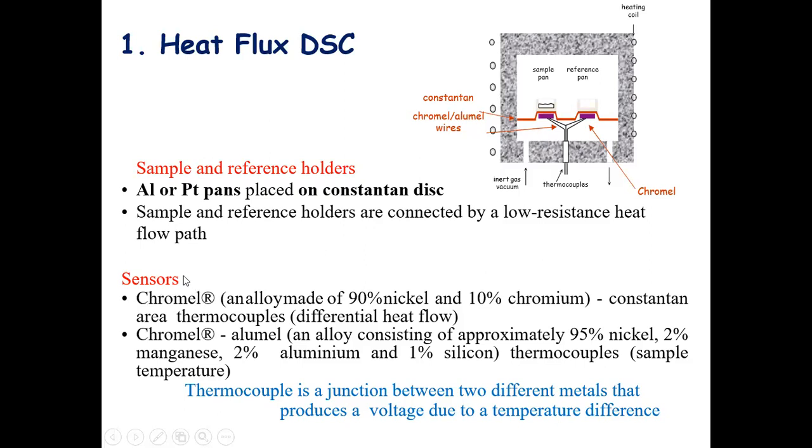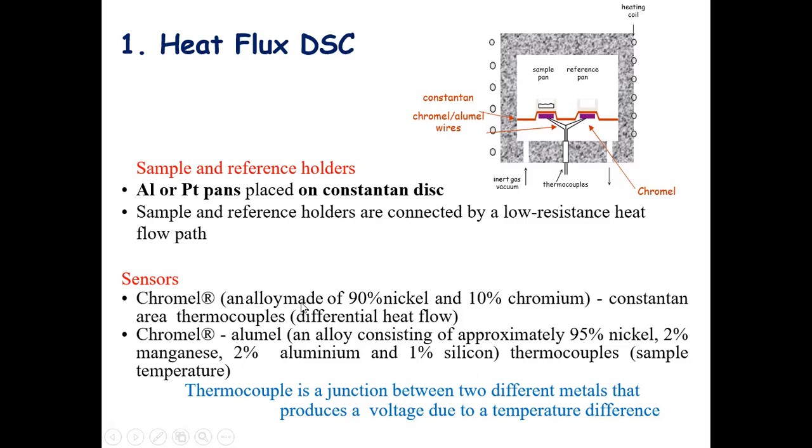And coming to the sensor, another important point to be remembered. We have two types of sensor. One is chromel and another one is chromel alumel. If you observe, these are the sensors. One sensor is connected to the sample pan and another sensor is connected to the reference pan. We will see why this is important.